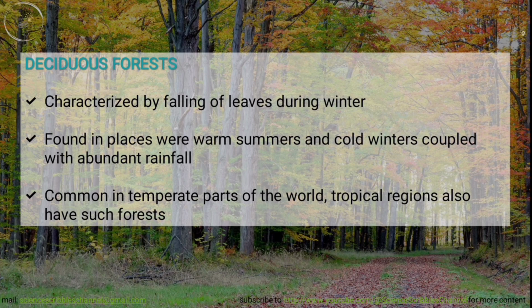The most important feature of deciduous forests is the falling of leaves during winter to overcome the adverse conditions of the season. Deciduous type forests are formed in places where warm summer and cold winter coupled with abundant rainfall are available. Loss of water from the leaf surface is greater during the winter days, hence trees become bare and dormant during the season. Tropical regions also have deciduous type forests, but these are common in the temperate regions of the world.